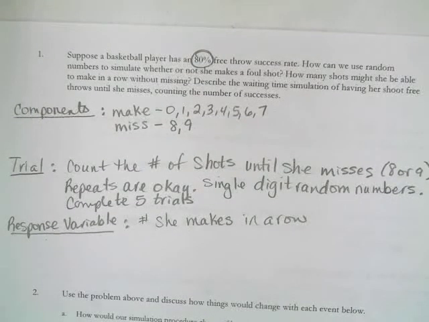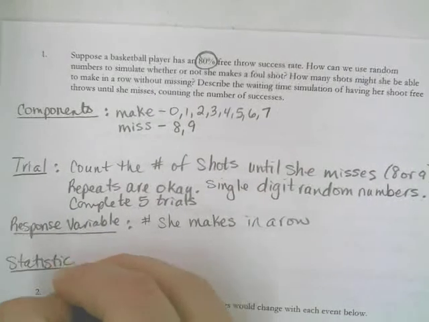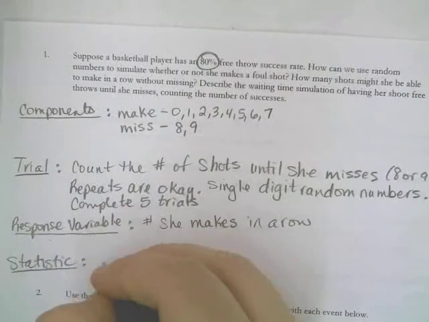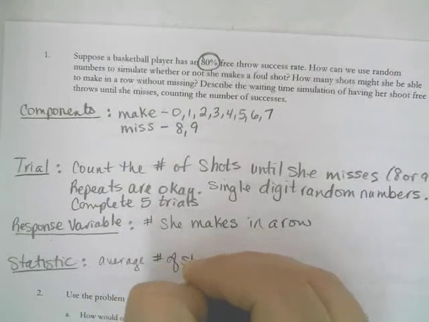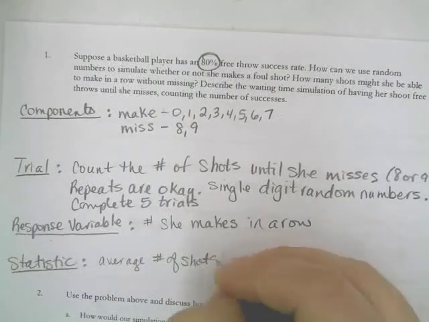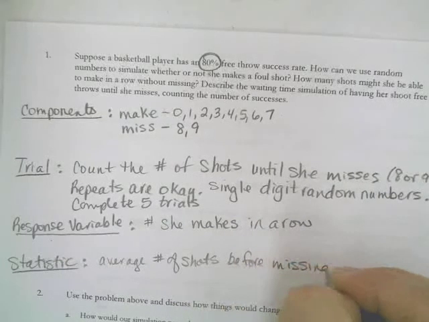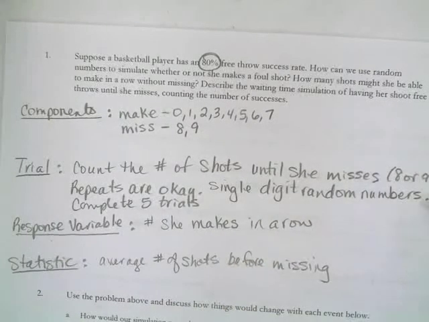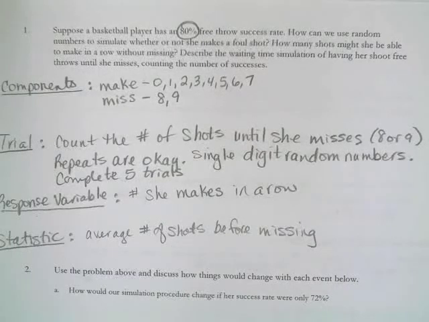And then lastly, the statistic. The statistic might be her average number of shots before missing. Because if you're doing multiple trials, you can find out the average shot by looking at those multiple trials. Okay, so let's look at the next part.